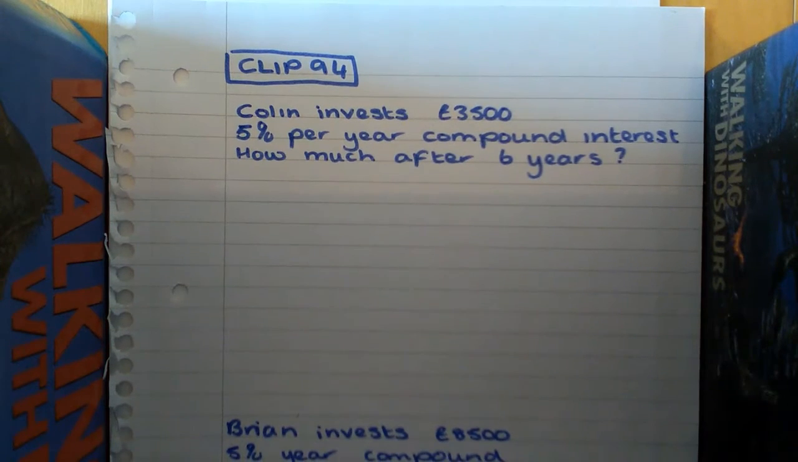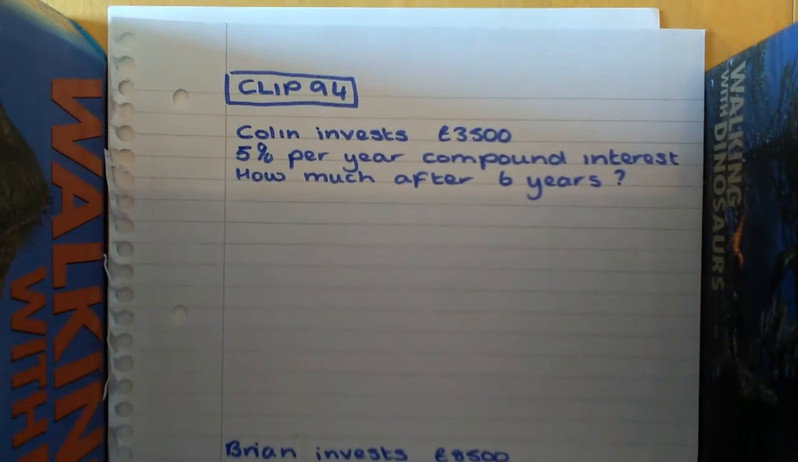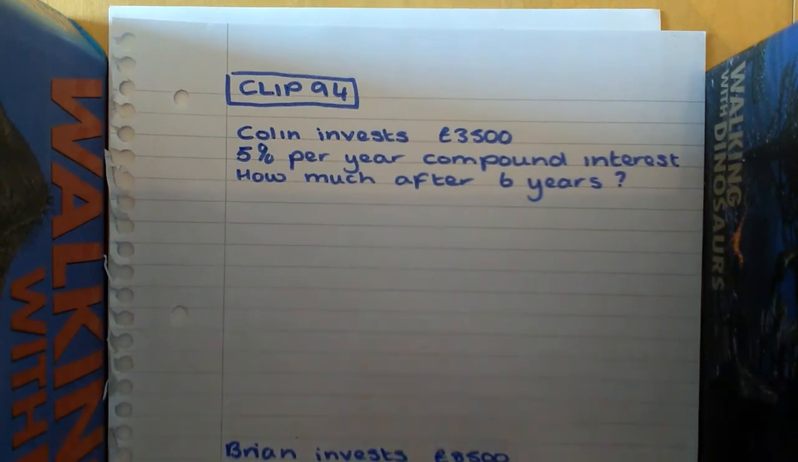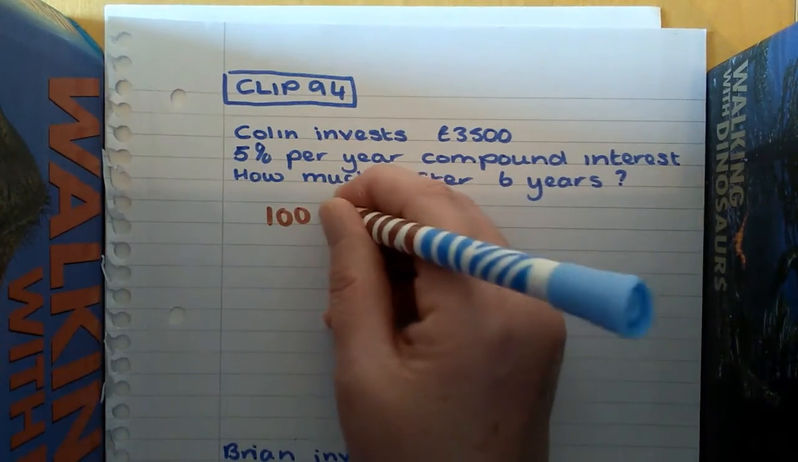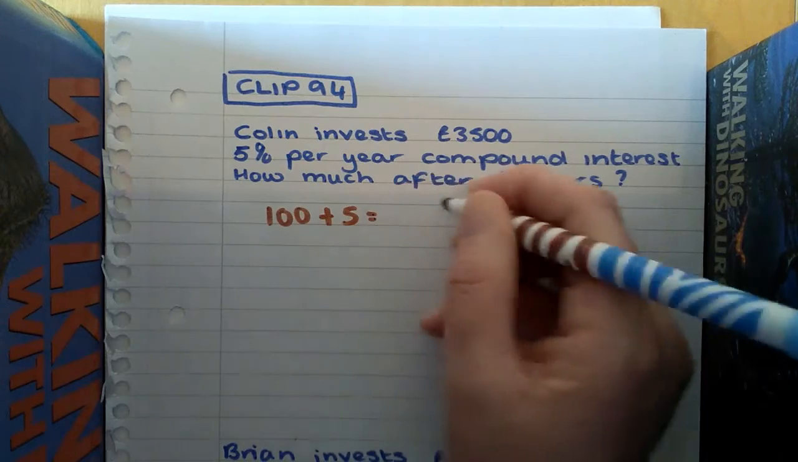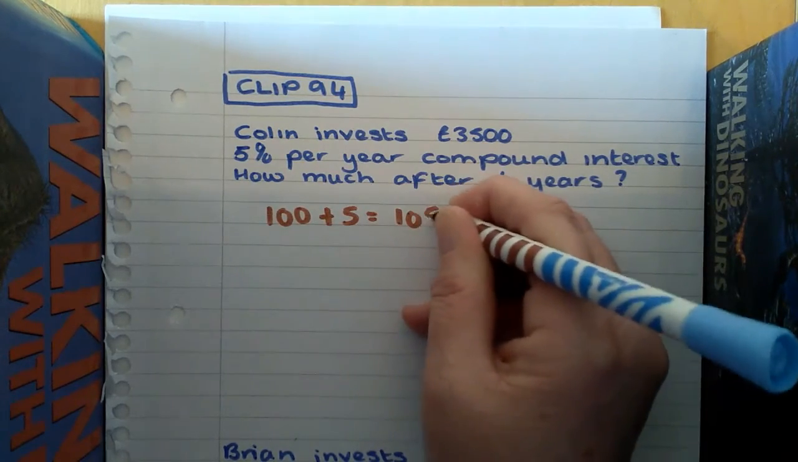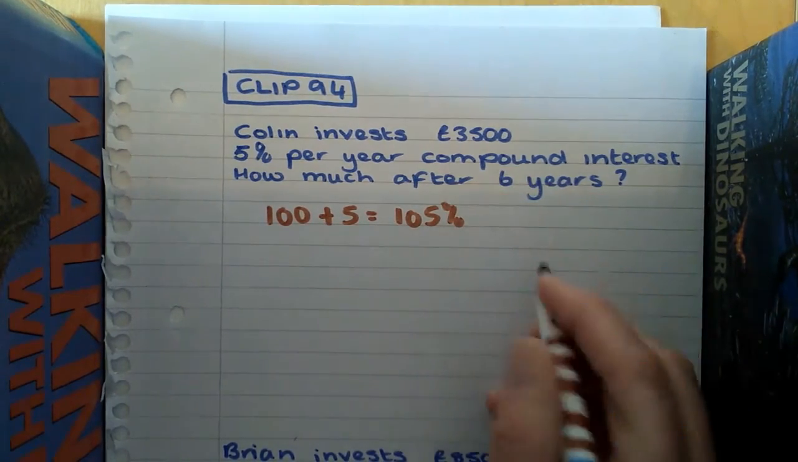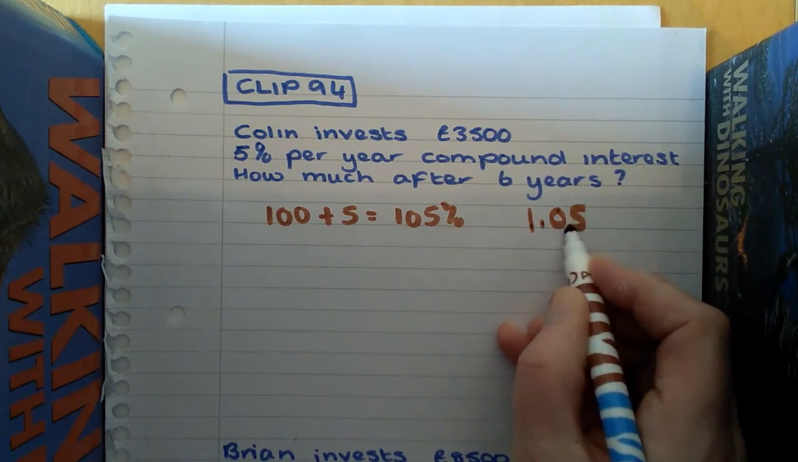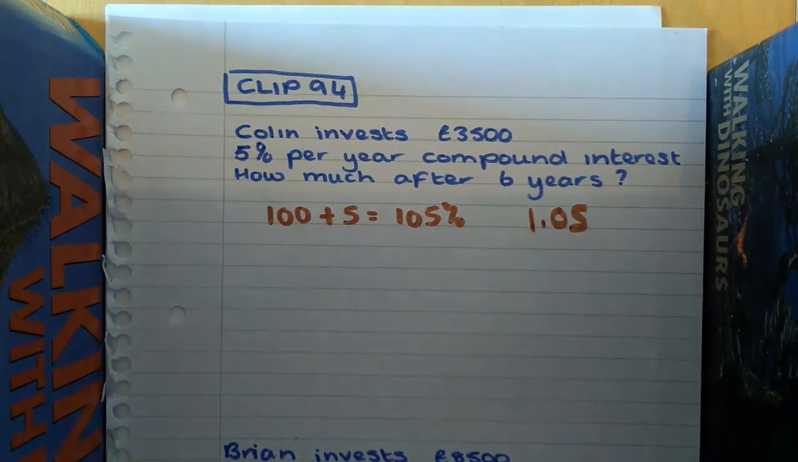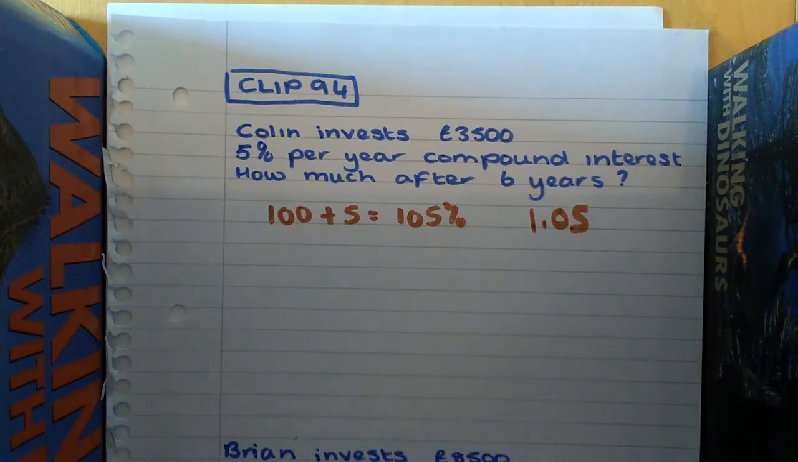all, we work out how much we're going to have at the end of year one. So at the end of year one, it's an increase of 5%. So it's 100 plus 5 is equal to 105%. So my decimal multiplier is going to be 1.05. Okay, just like we've done in the other clips.